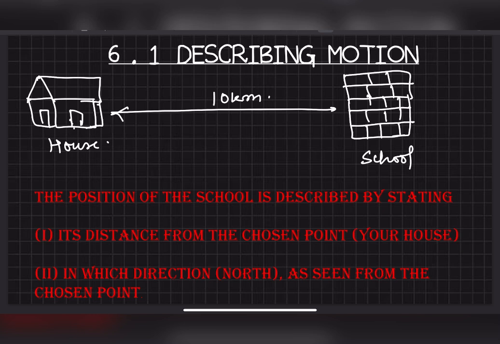But if you say only 10 kilometers, it can be 10 kilometers this side, it can be 10 kilometers this side, it can be anywhere. So I'll say my school is 10 kilometers in this direction. Are you getting the point? My school is 10 kilometers in this direction.